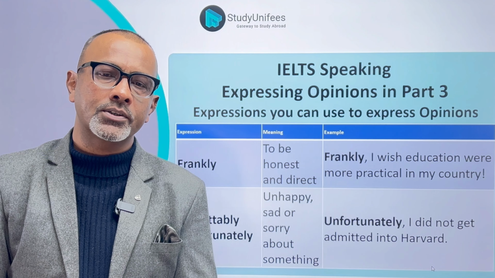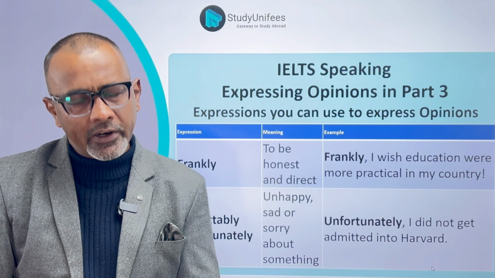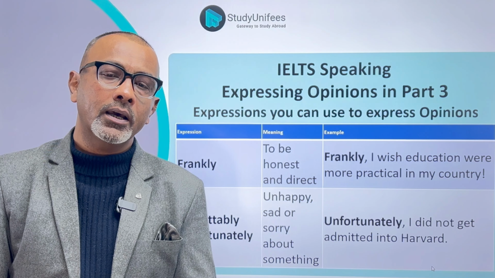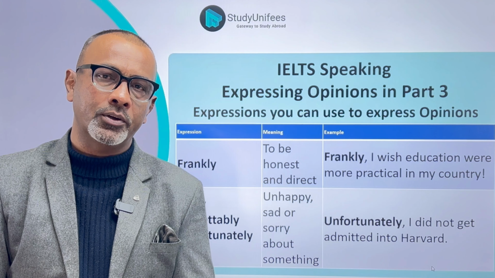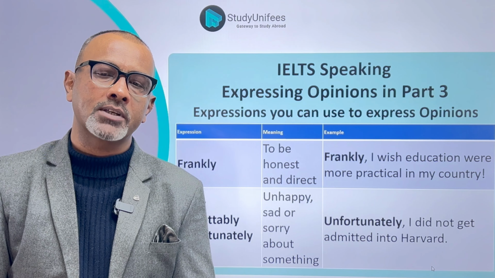Other signaling words are frankly. Frankly is used when you want to be very honest or very direct. Sadly, regrettably, and unfortunately are all similar in use. This is when you're unhappy, sad, or regretful about something.